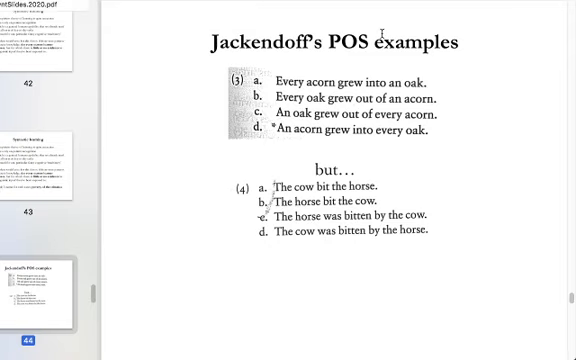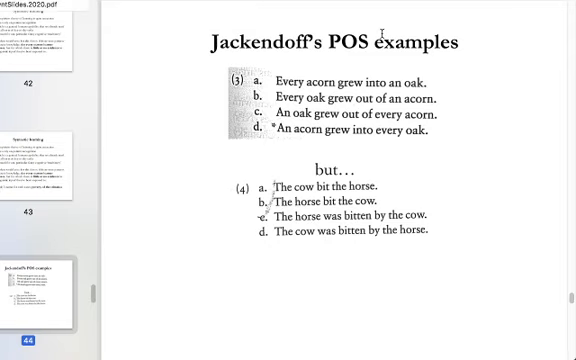Right? Now, look at 3c here. An oak grew out of every acorn. This is interesting because we've now reversed the structural position of the two quantifiers, where we have the existential quantifier in the higher position here, in subject position, and the universal one in lower position, yet apparently we're able to get the inverse scope reading here. So if I were going to paraphrase this, I would still say the meaning is basically the same as the other sentences. For every acorn, there exists some oak such that that oak grew out of that acorn. So this is not a single oak tree. It's instead different oak trees for every acorn, right?